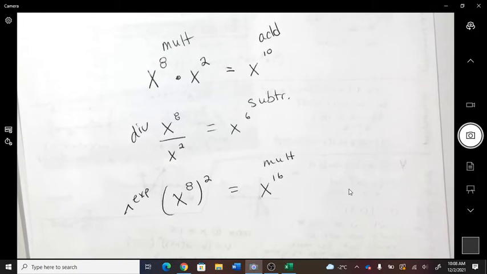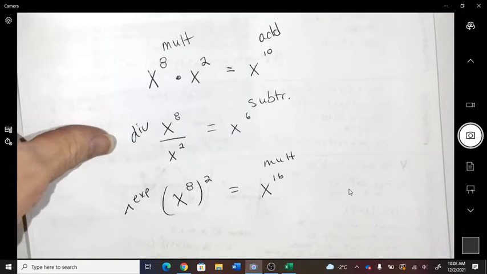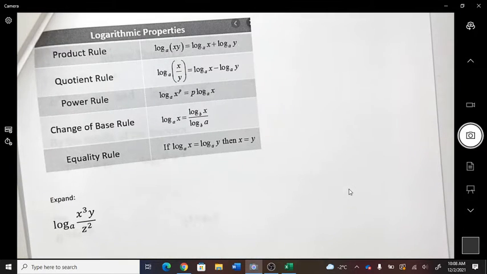And now we're going to do the same rules with logs. Okay? So just think about those rules because I'm sure you still remember those, right? Yes, Ms. Falk, I do. Okay.